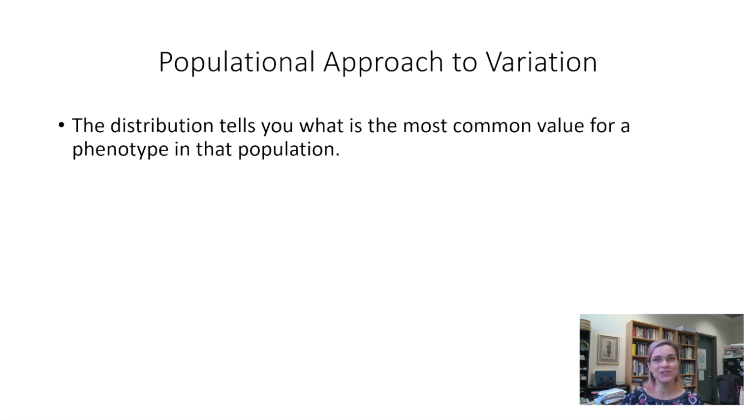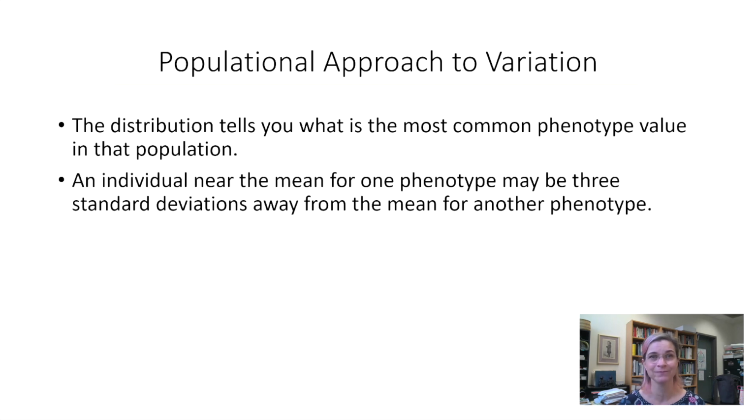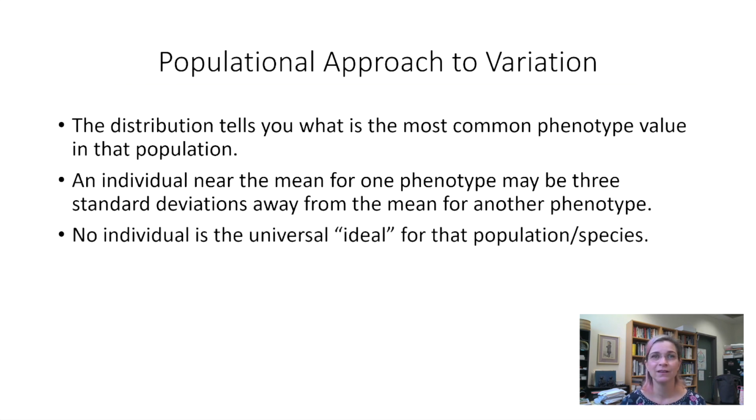As we move into our study of variation, our populational approach to human variation, there are 3 things to keep in mind. The first is that the distribution tells you what is the most common value for a phenotype in that population. An individual near the mean for one phenotype could well be 3 standard deviations away from the mean for another phenotype. And no individual is the universal ideal for that population or species.